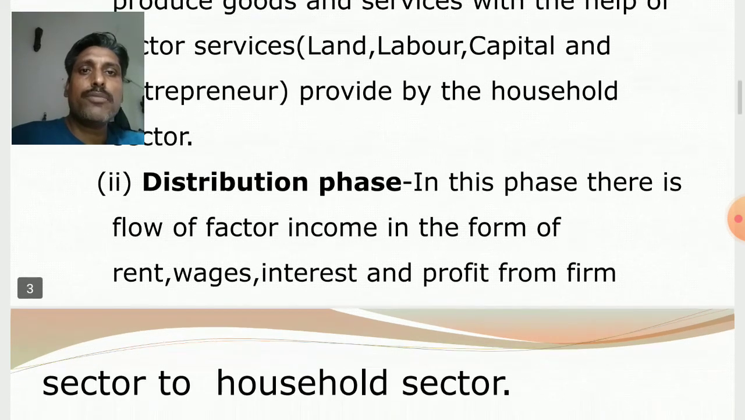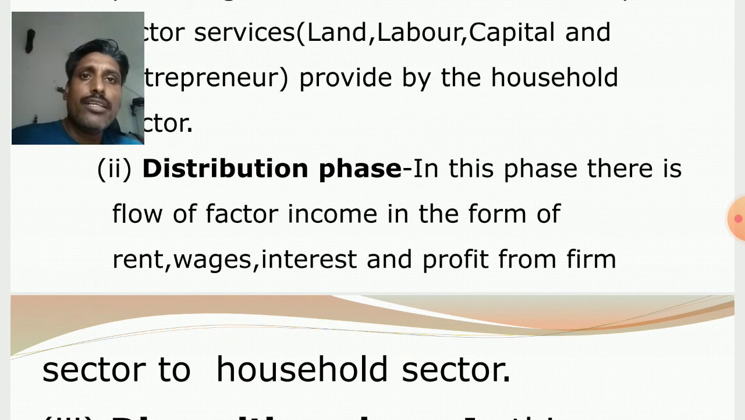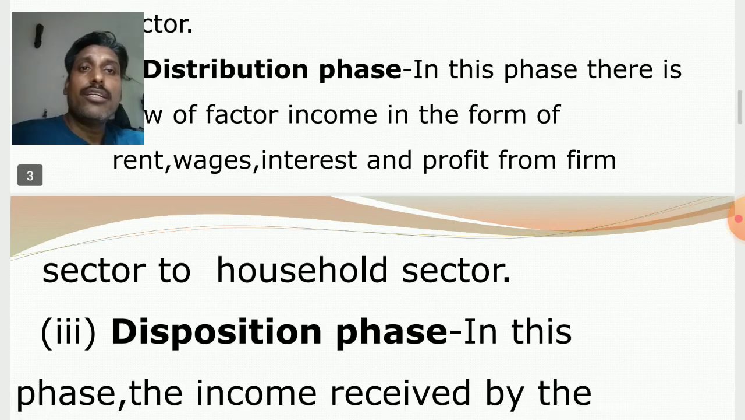Next one, distribution phase. In this phase, if the household sector provides factor services, then definitely the household sector receives payment. So in the distribution phase, there is a flow of factor income in the form of rent, wages, interest and profit from the farm sector to the household sector. The farm sector makes factor payments in the form of rent, wages, interest and profit to the household sector, because the household sector provided factor services. It is the distribution phase.